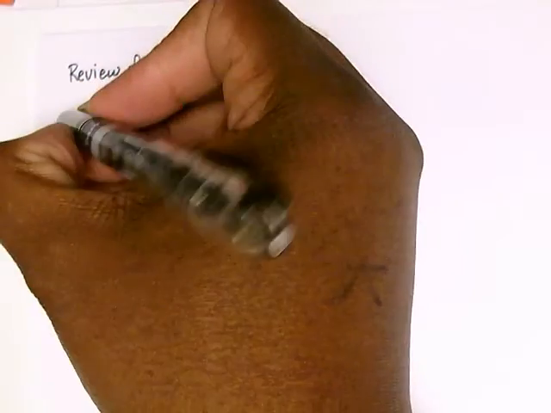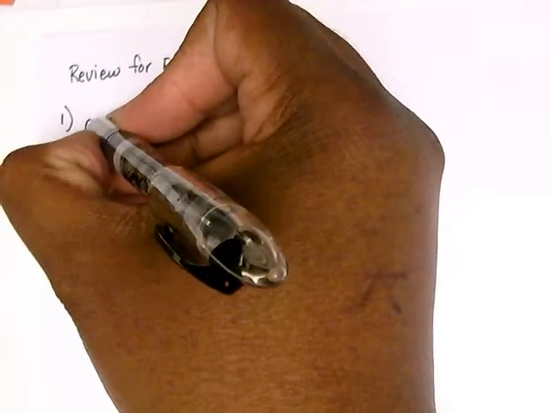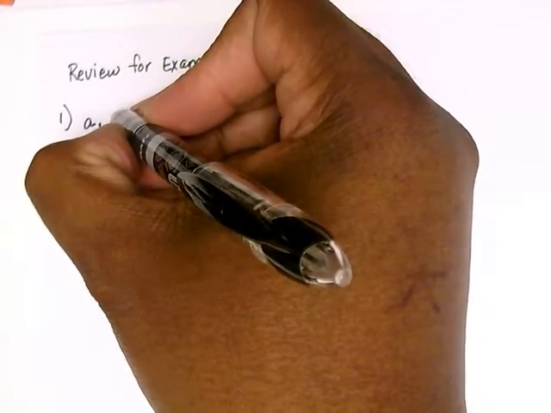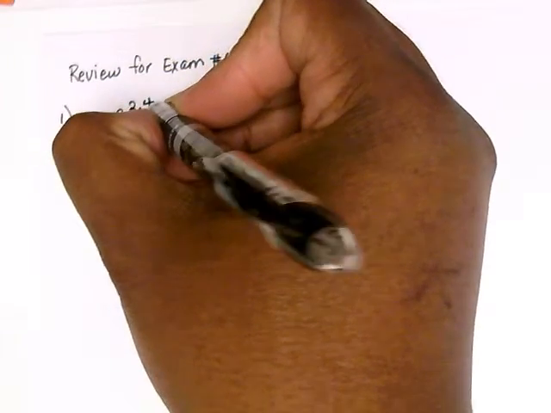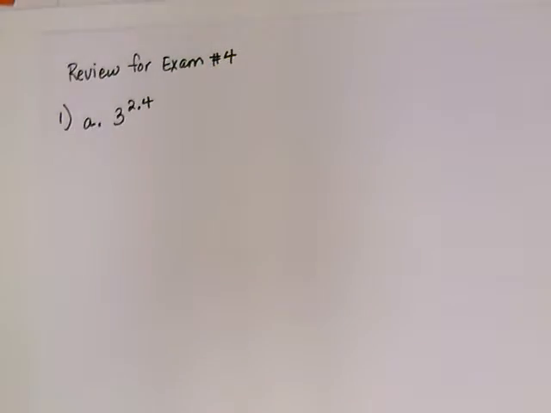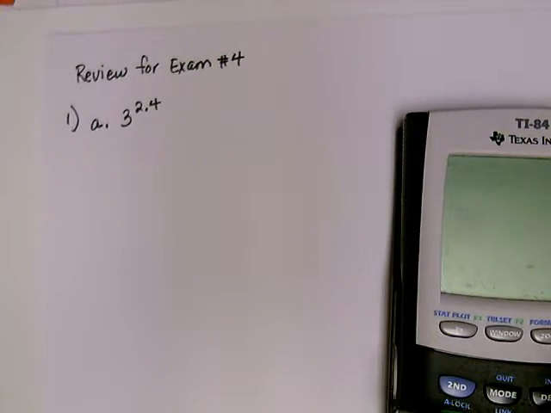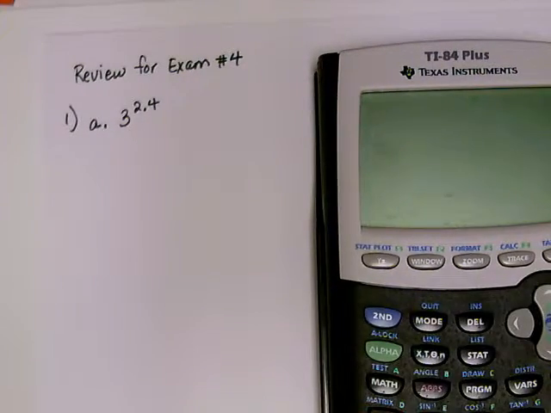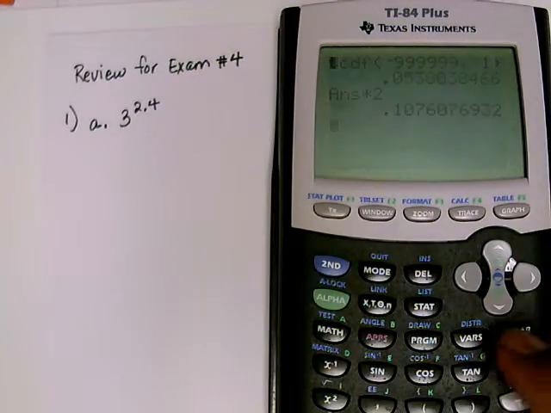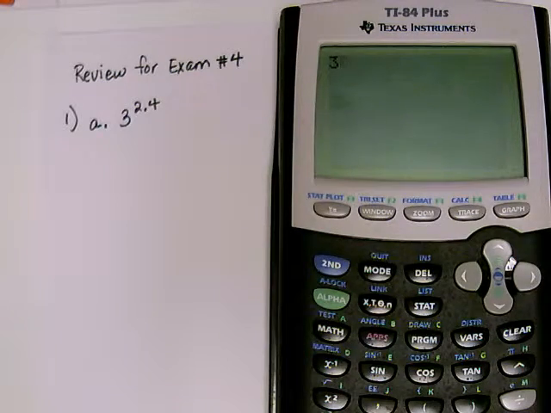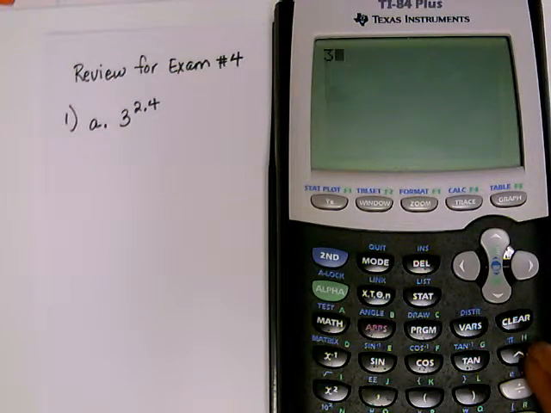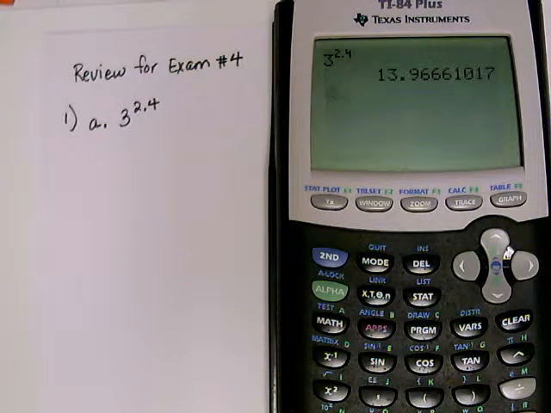This is review for exam number 4, problem number 1. In part A, you got 3 to the power of 2.4. And we want to enter this in the calculator to 3 decimal places. Okay, here we go. Alright, we type in the 3. There is a caret key on the right side, right below the clear button. You press that, that's going to be for your exponent. And then type in the exponent of 2.4. And then go ahead and press enter.